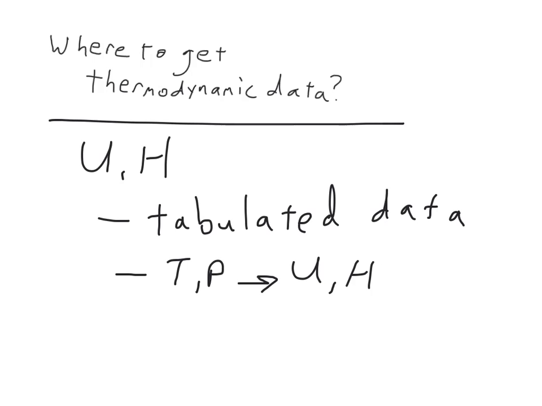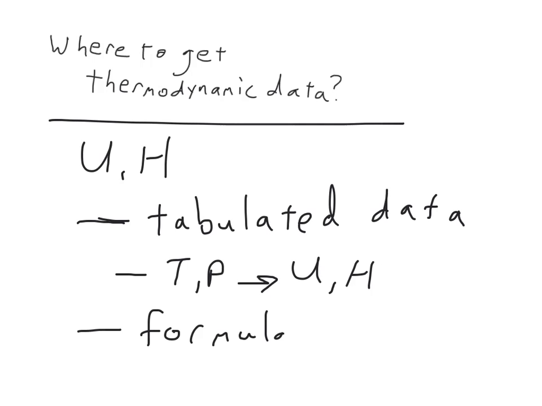So in the back of the book, if I look up a given temperature and a given pressure, say 1 bar and 25 degrees Celsius, it will tell me what the internal energy and the enthalpy are at that given state. So that's one way that we do it, is to just use tabulated data. And the other one is through formulas.